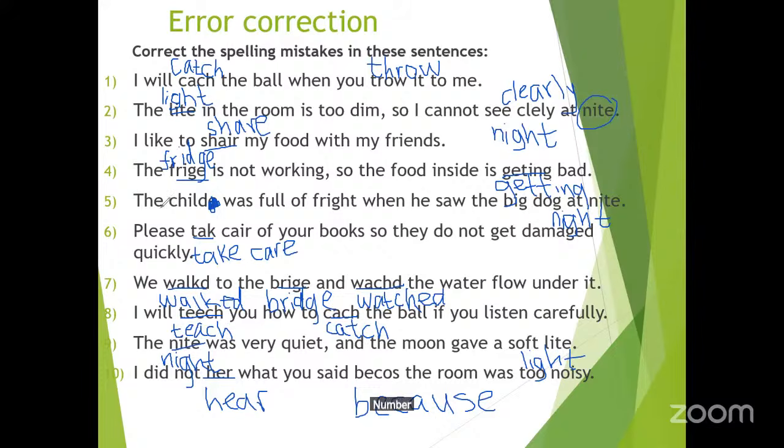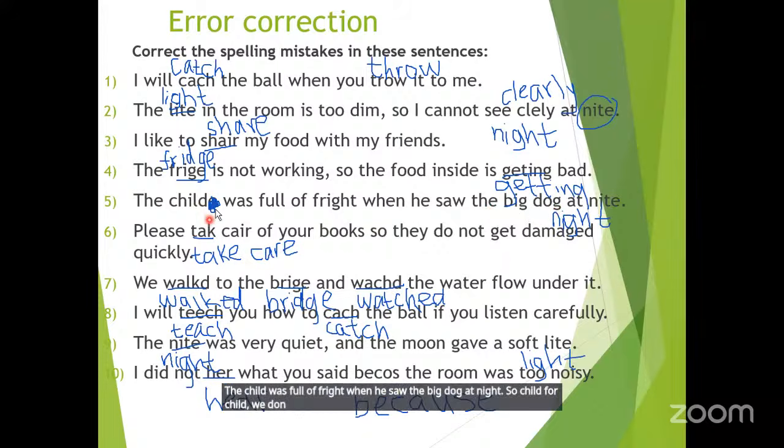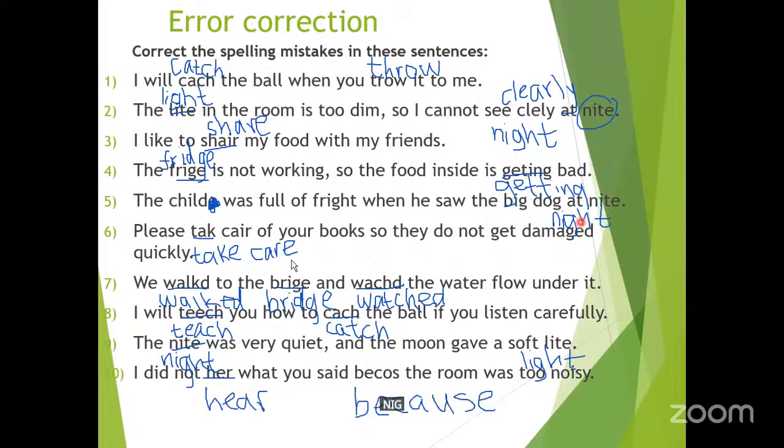Number 5. The child was full of fright when he saw the big dog at night. So for child, we don't add E in front. So that's why you erase the E. The proper spelling is CHILD, child. Then we have night, NIGHT, night.